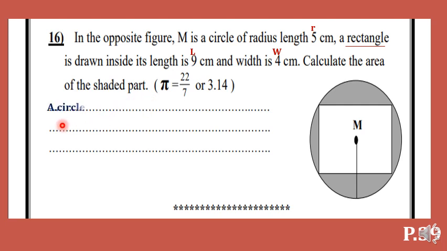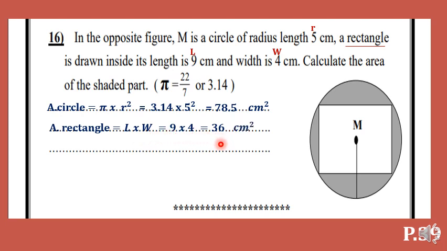First, I'm going to calculate the area of the circle equals pi times r power 2 equals 3.14 times 5 power 2 equals 78.5 square centimeters. Then I'm going to find the area of the rectangle. Area of rectangle equals length times width equals 9 times 4 equals 36 square centimeters.